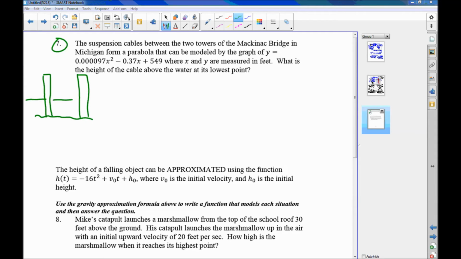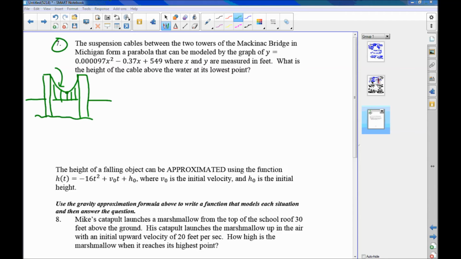And here's the bridge. We have a suspension bridge, so it's held up by wires like this. So we're looking for that thing, that parabola right there. All right, so what is the height of the cable above the water at its lowest point? We just want to find the minimum value, so the lowest point on this parabola here.